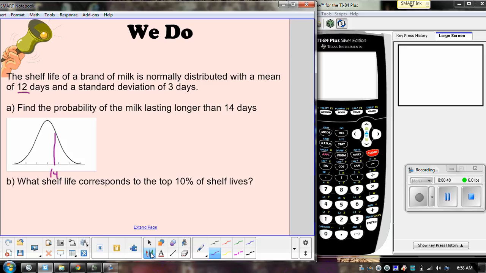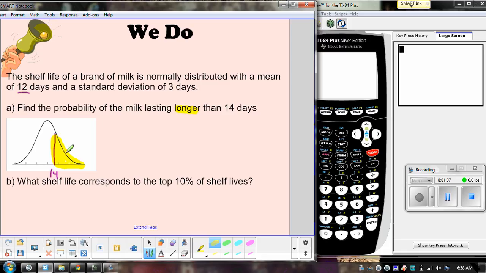Then I'm going to shade to show what it is I'm trying to find. So this question specifically says lasts longer than 14 days. That would mean I'm trying to find this area, everything above that line.